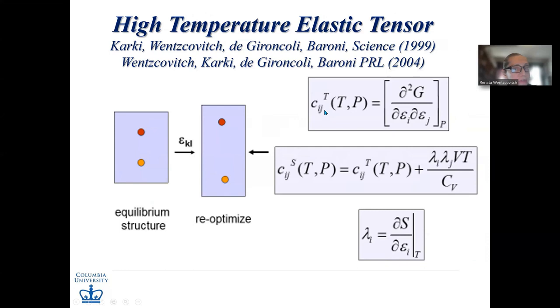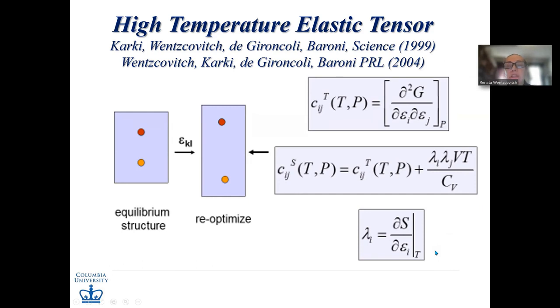The components of the isothermal elastic constant tensor are the second derivatives of the Gibbs free energy with respect to strains. And then for the adiabatic elastic coefficients, you have a correction here, and it depends on the variation of the vibrational entropy with strain. This is something that we started doing in 1999.